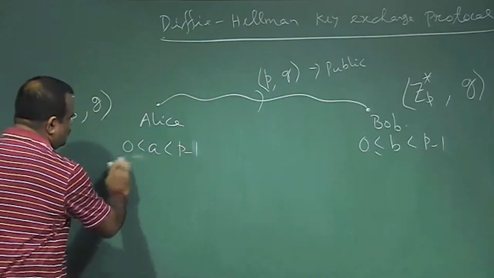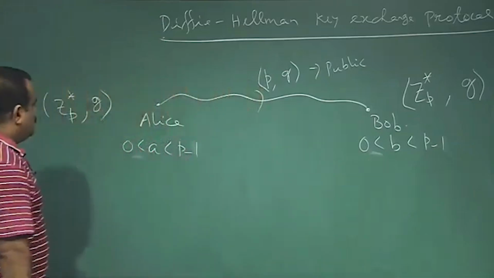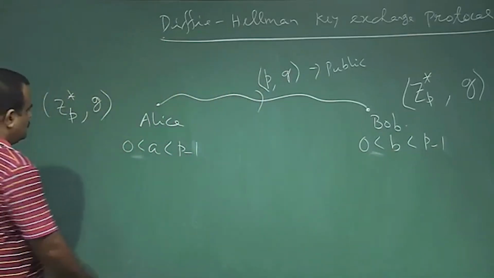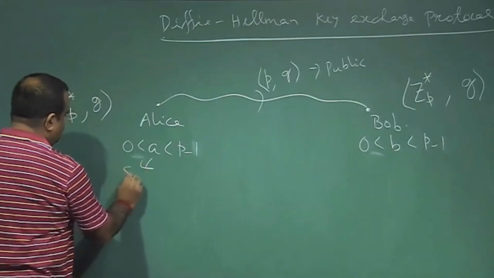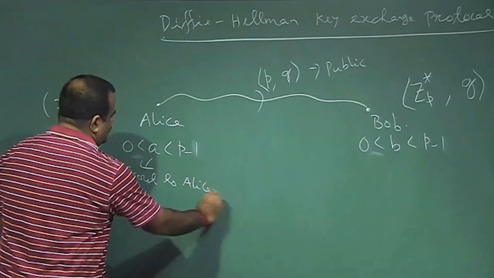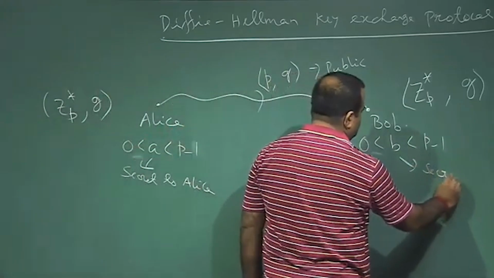Okay, actually, Alice chooses a and Bob chooses b. So this is the secret to Alice, and this is the secret to Bob.